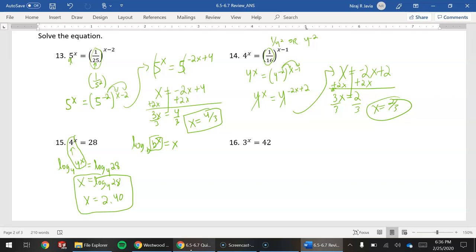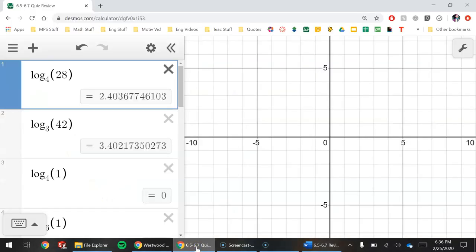Okay, so now we're going to look at 16. It looks like the same rules will apply. We're going to make a log base 3 on both sides. Log base 3 of 3 to the x is equal to log base 3 of 42. Now when I introduce that, this goes whoosh, and I get x is equal to log base 3 of 42. So log base 3 of 42 is 3.40.